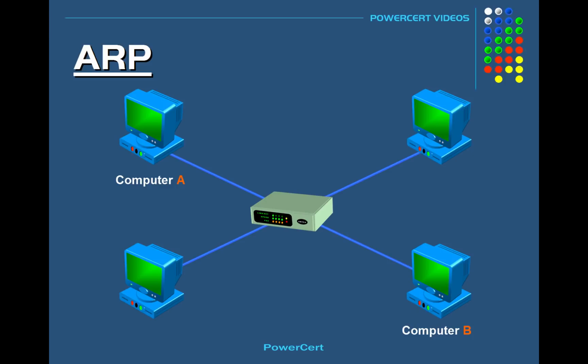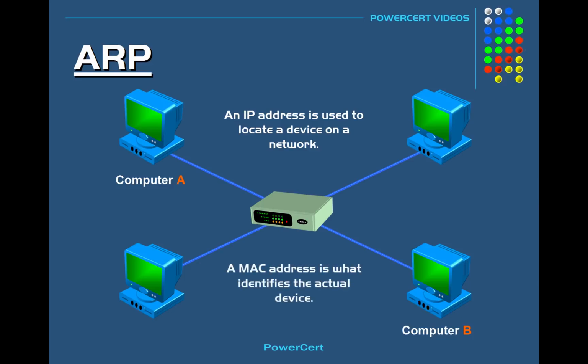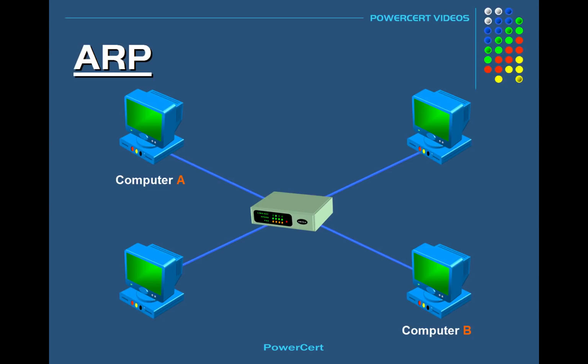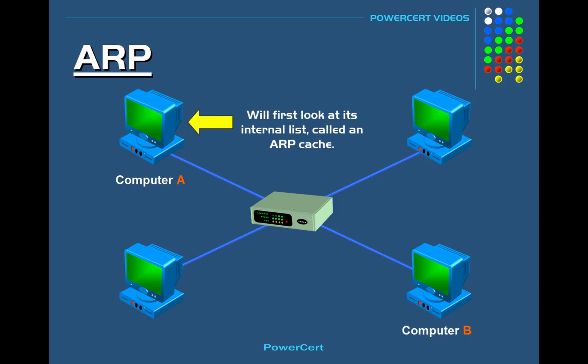So as an example, let's say that computer A wants to communicate with computer B. Now computer A already knows the IP address for computer B, but in order to communicate with computer B, it still needs its MAC address. An IP address is used to locate a device on a network, and the MAC address is what identifies the actual device. So in order to find the MAC address, computer A will first look at its internal list called an ARP cache to see if computer B's IP address already has a matching MAC address.